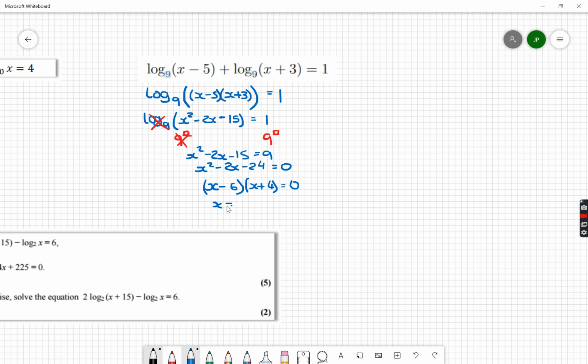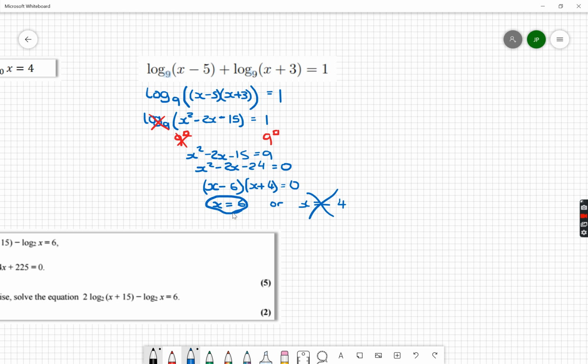So I can have x equals 6 or x equals minus 4. Just got to check to see what we can have. x equals 6 will work because we'll have positives for both. x equals minus 4 will not because we can't log a negative. So we'll ignore that answer. So we will just have x equaling 6.